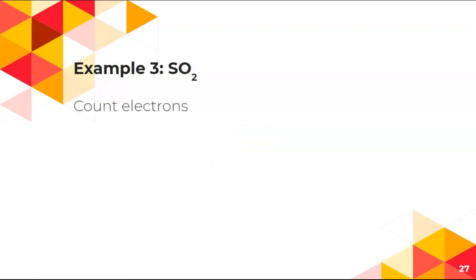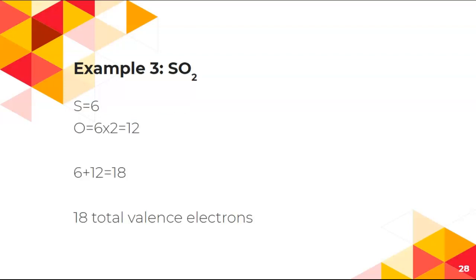All right, let's do one more example. SO2. Let's count my electrons. S has 6. Each oxygen has 6, but since there's 2 oxygens with the O2, 6 times 2 is 12. 6 plus 12 is 18. So I've got 18 valence electrons.